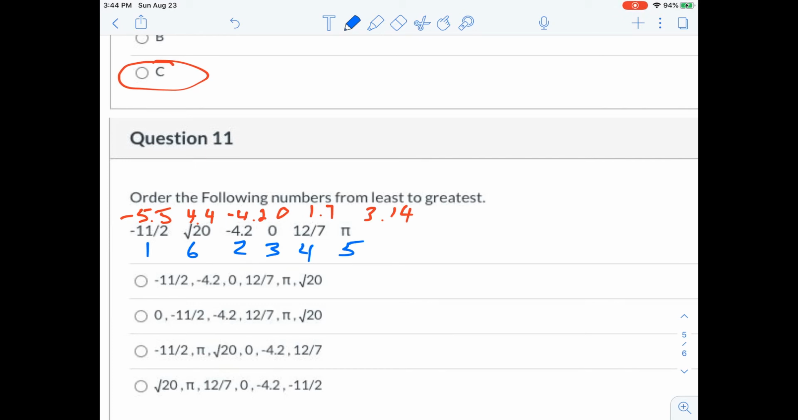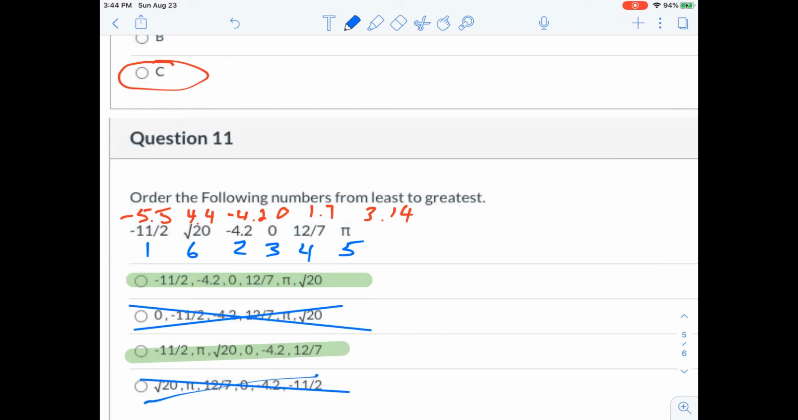So now I've got to go down through the answer choices and say, it has to start with negative 11 halves. So it has to start with, this one does, and this one does. So I can automatically cancel these two answers. I know that those will not work because they do not start with negative 11 halves.